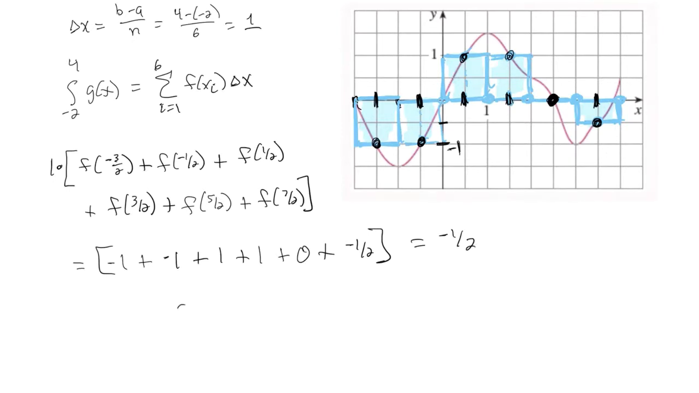So I'm going to write a summary. I'm going to say negative 2 to 4. The integral of negative 2 to 4 of g of x dx is approximately negative 1/2, right? With our n equals 6 subdivisions and midpoints as the sample points.